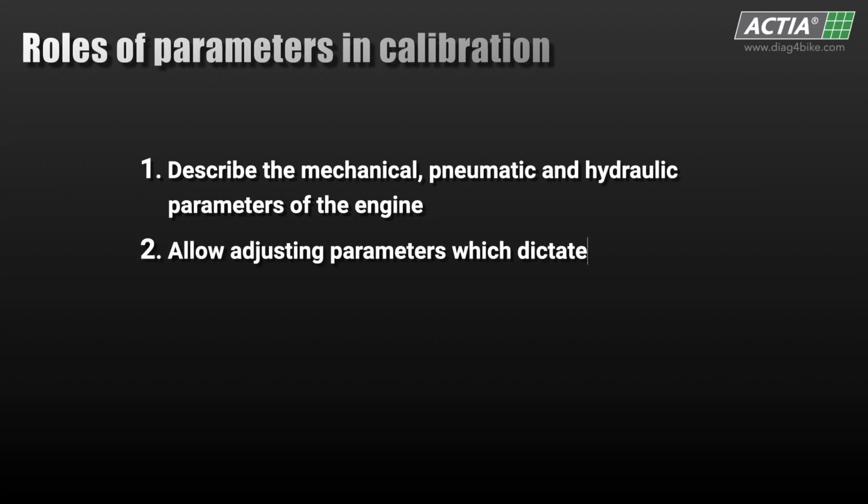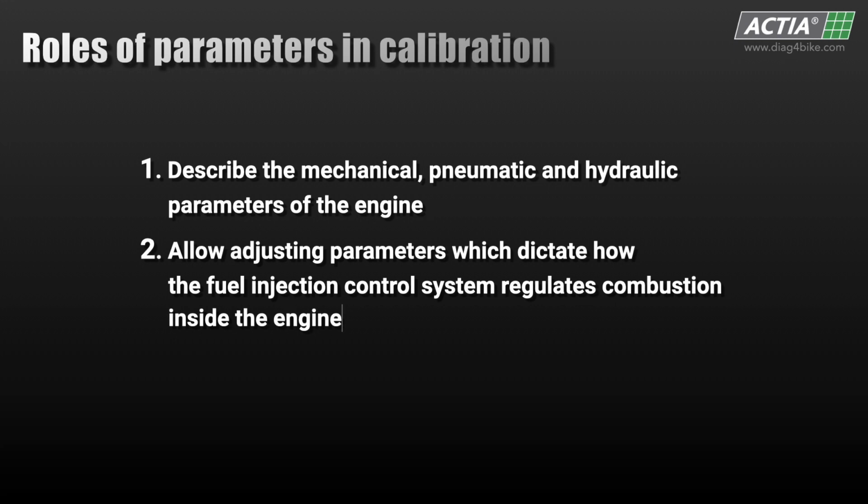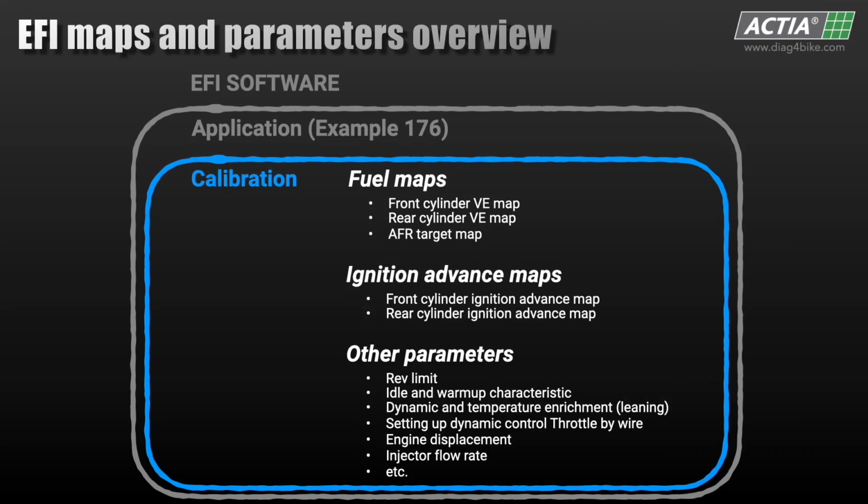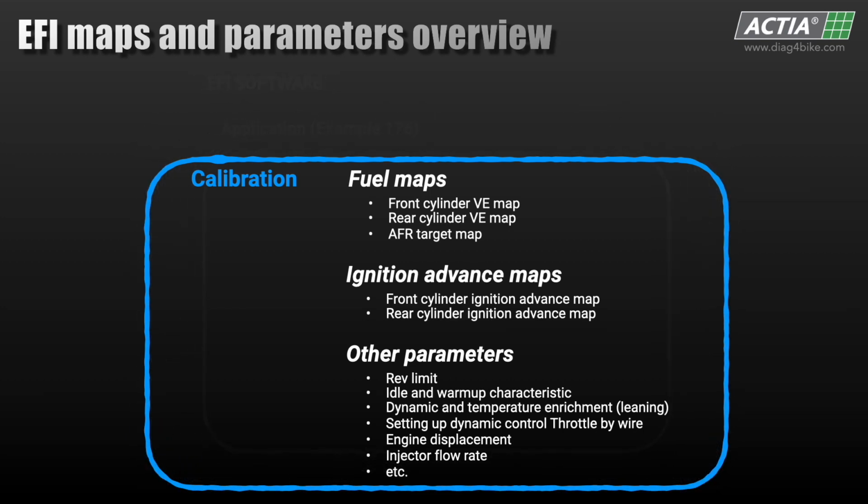Second, to allow adjusting parameters which dictate how the injection control system regulates combustion inside the engine. These are the AFR Target Map, Ignition Advanced Maps, and all other parameters except for those listed in the previous point. Parameters listed in calibration tables are divided into three basic groups.